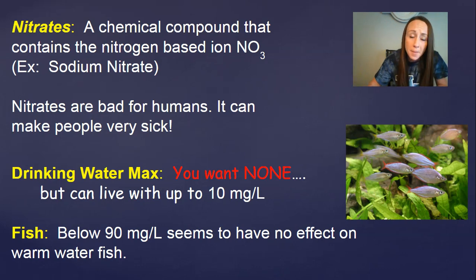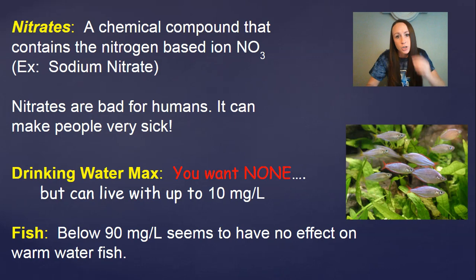All right, last thing we're going to talk about today are nitrates. Nitrates are a chemical compound that contains nitrogen, surprise, surprise. There's also some oxygen in there. The molecule that's most commonly associated with nitrates is NO3, like sodium nitrate. That is bad for humans. Nitrates are very, very poisonous for humans, can cause a lot of illnesses in babies and things like that. So it is not good for humans to have. We don't want any nitrates in our water.